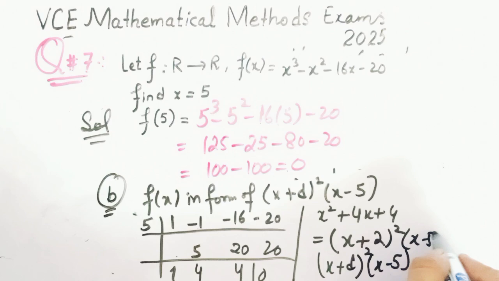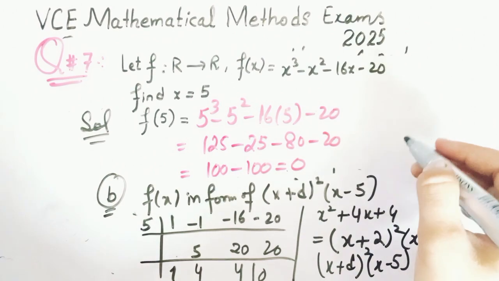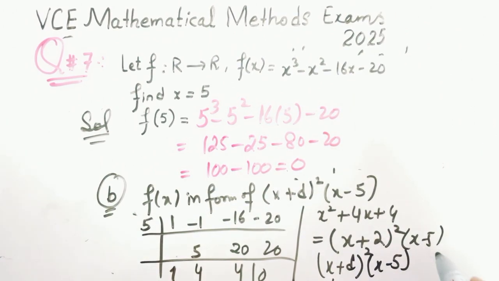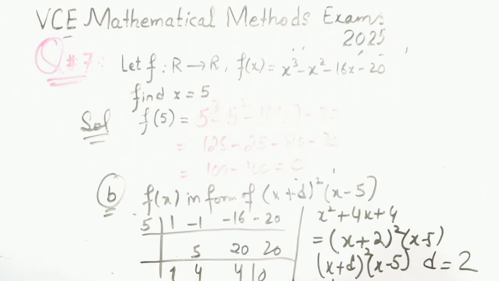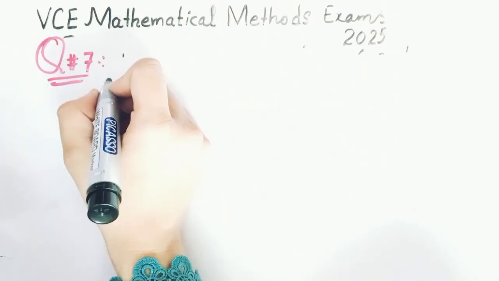Here also we have multiplied by this. So by comparing, we get the value of d is 2. So this is the final answer. That is how we have solved this, just by comparison.